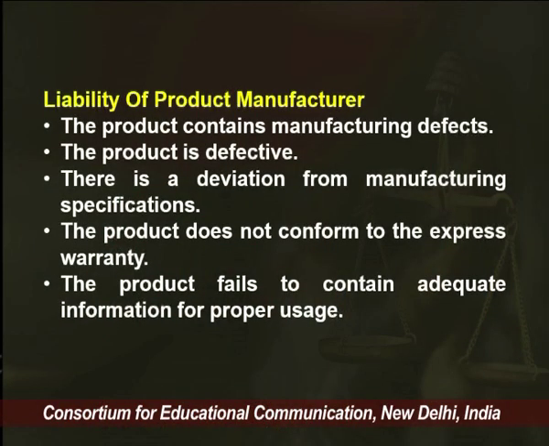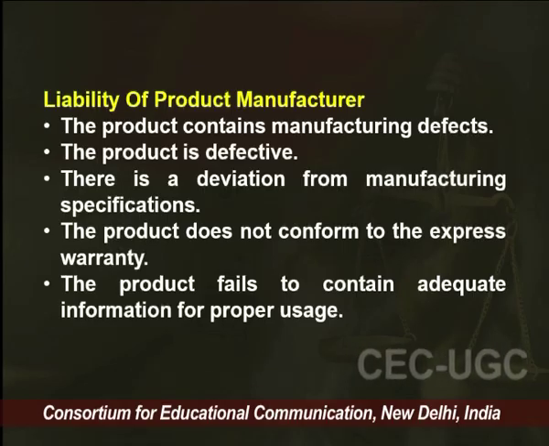So, how is this liability to be decided? First of all, liability of the product manufacturer. When the product contains a manufacturing defect, then the liability arises. If the product is defective, if there is a deviation from manufacturing specifications, there are certain specifications.